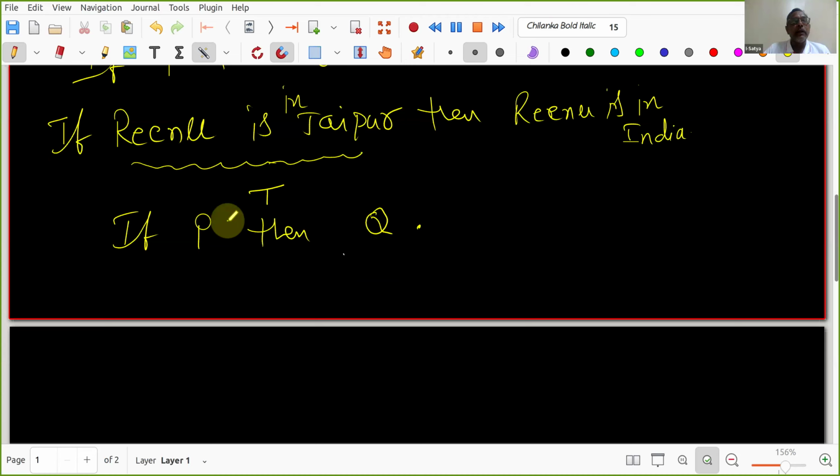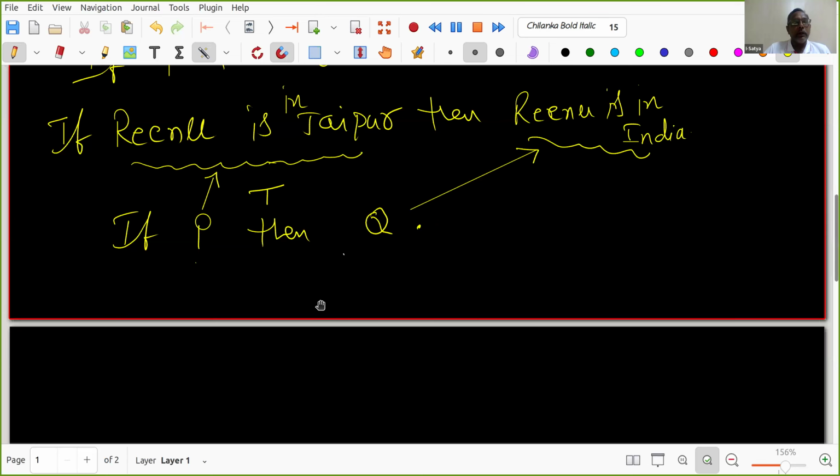No, P is a statement, right? Jaipur is not a statement, right? P is a statement. Q is a statement. Okay, what is a statement? Renu, go ahead. Renu is in Jaipur is P. Very good. And Q is Renu is in India. Right, this is Q. Hope you understand.